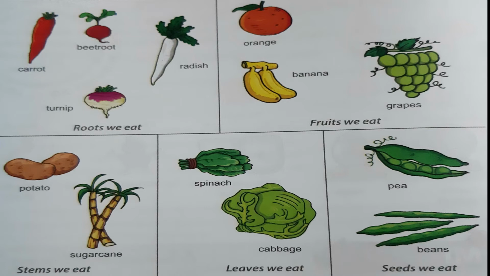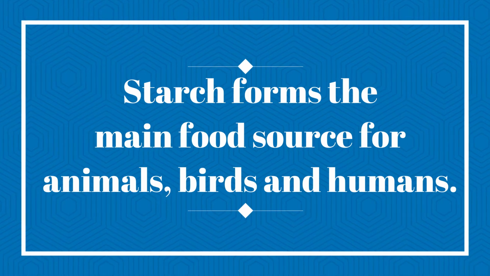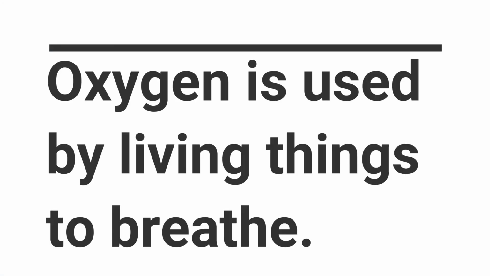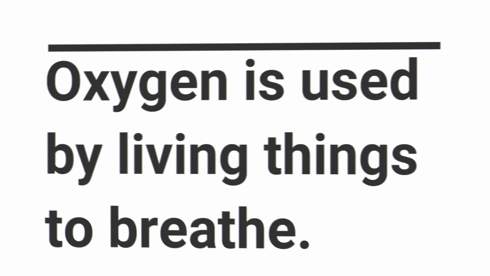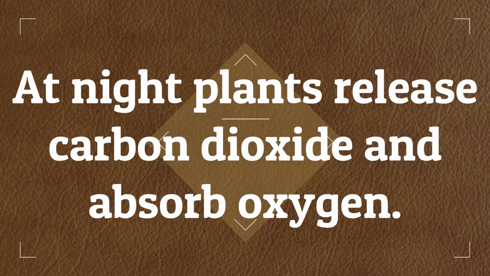The food that is stored in different parts of the plant is called starch. Starch forms the main food source for animals, birds, and humans. Oxygen which is produced during photosynthesis is used by living things to breathe. Do you know, children? At night, plants give out carbon dioxide and absorb oxygen.